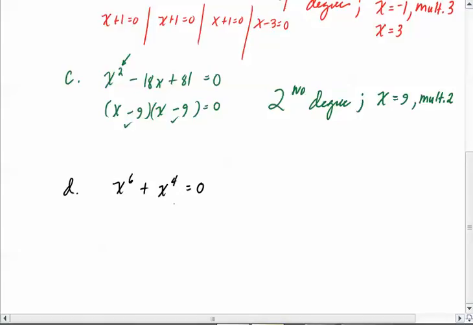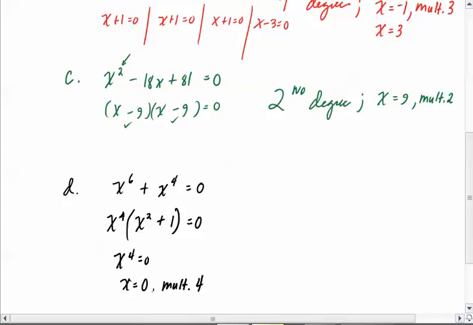This one, again, doesn't have a constant at the end, so I'm not able to do the PQ method of looking for possible rational roots. I do notice, though, that there's an x to the fourth power in common. And so I'm going to take out the x to the fourth, and I'm left with x squared plus 1. So I have x to the fourth is equal to 0, and I have x is therefore 0, and that's going to be a multiplicity, obviously, of 4.